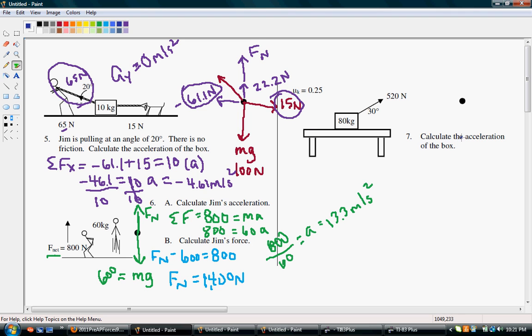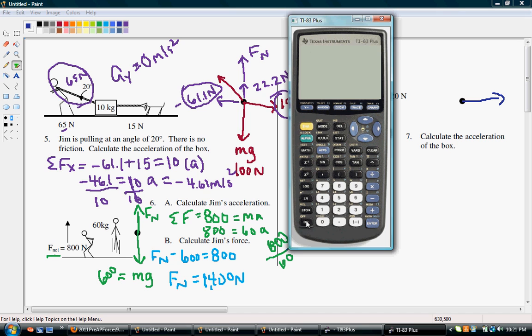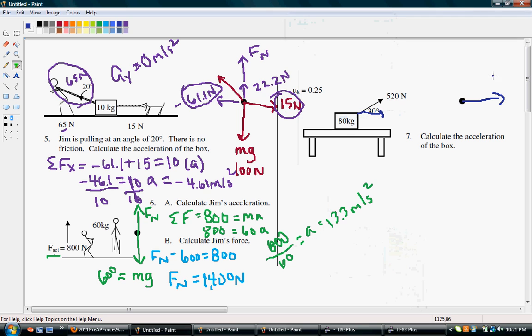Alright, number 7, calculate the acceleration on the box. Okay, so what we have to do is figure out, primarily since we know the acceleration in the y direction is 0, we're looking for what's going on in the x direction. So we want whatever this force is, some of it is to the right. We want to know how much. We do that by saying our hypotenuse cosine 30. So we're going to say 520 cosine, because it's at an angle of 30, and we get 450.3. So this is 450.3 newtons to the right.